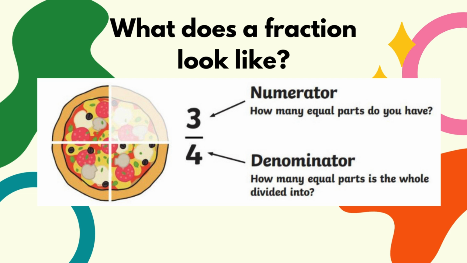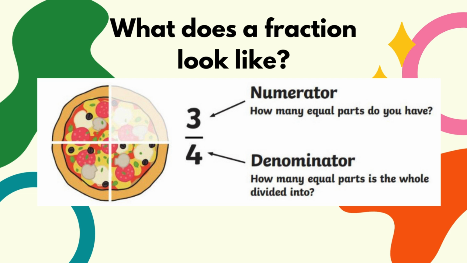What does a fraction look like? It's a numerator over a denominator. A numerator means how many equal parts do you have. A denominator means how many equal parts is the whole divided into.